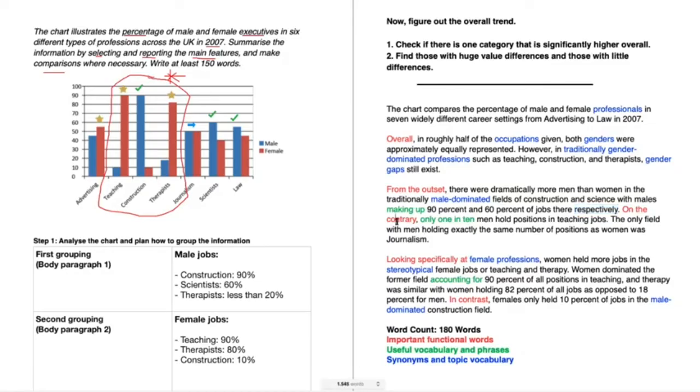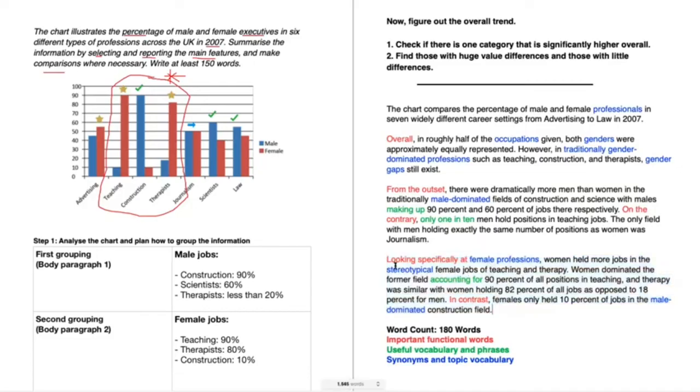On the contrary, which is a great functional word to talk about a contradiction, only 1 in 10 men hold positions in teaching jobs. The only field with men holding exactly the same number of positions as women was journalism, which we looked at in our preparation step. Now we've got our last paragraph here.